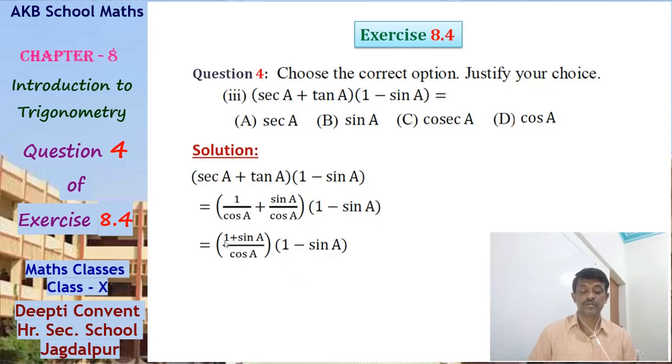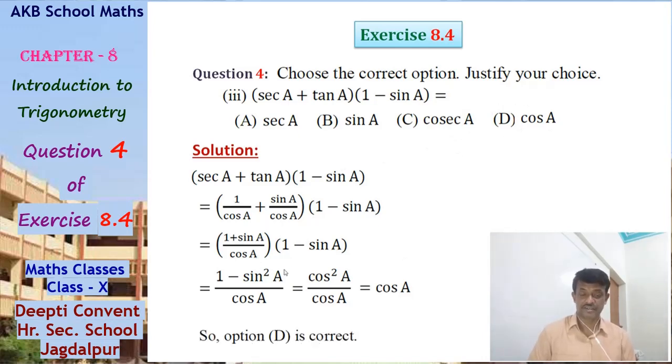Now 1 plus sin A, 1 minus sin A is a plus b, a minus b. So we can write a square minus b square, so 1 square minus sin square A upon cos A. 1 minus sin square A means cos square A. So cos square A by cos A equals cos A. Cos A is where? D. So option D is correct. Okay, so this was the solution of question third, with justification. D option is correct.